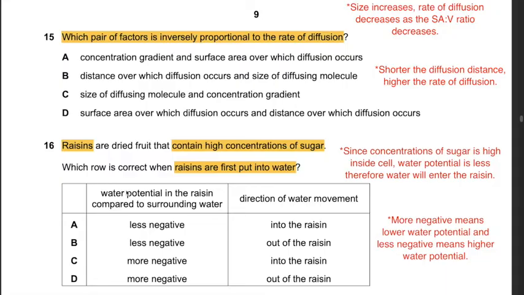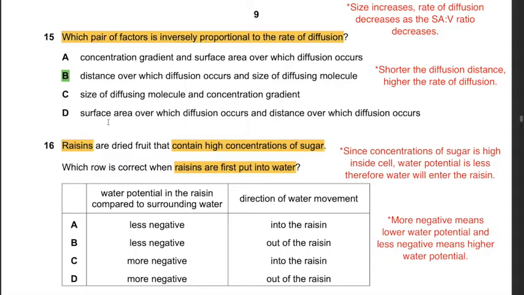Why? Because when the size increases, the surface area to volume ratio decreases. Hence, if the surface area to volume ratio decreases, the rate of diffusion will also decrease. If you look at distance over which diffusion occurs, the shorter the diffusion distance, the higher the rate of diffusion. Therefore, they also have an inversely proportional relationship. Hence, the answer is B.